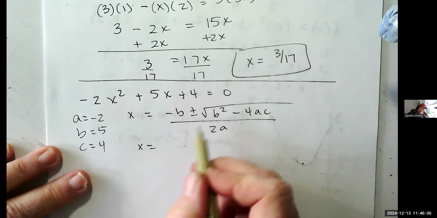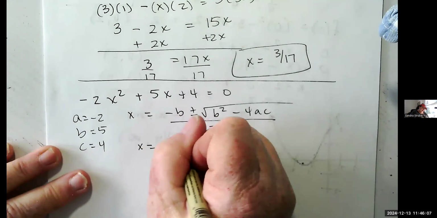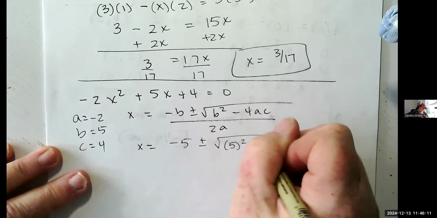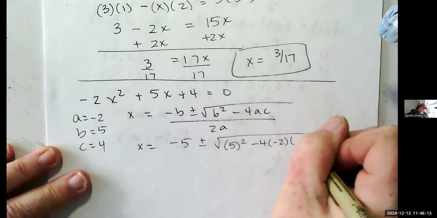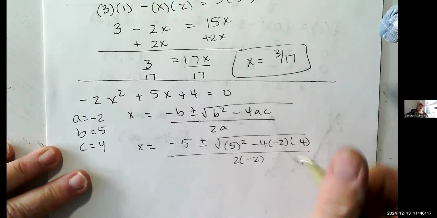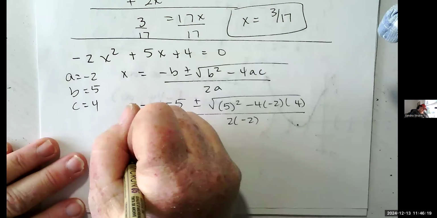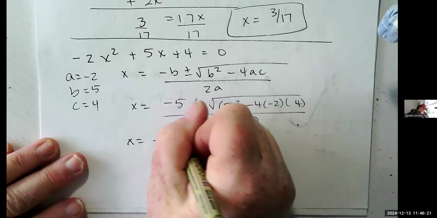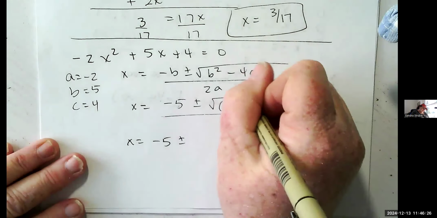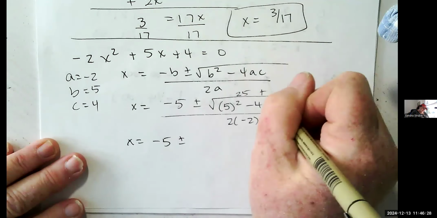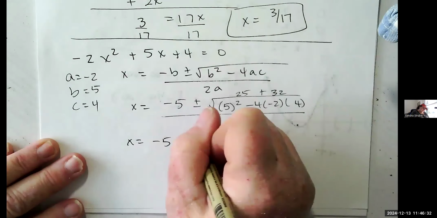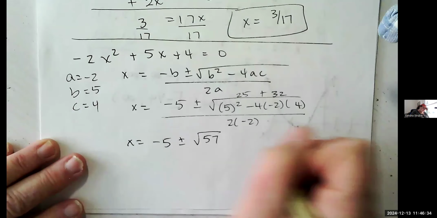And I just plug them in. So b is 5, so negative 5 plus or minus the square root of 5 squared minus 4 times a times c. All of this over 2 times a. Negative 5 plus or minus. And so this is 25 plus 16 times 2 is 32. So this is 57 over -4.